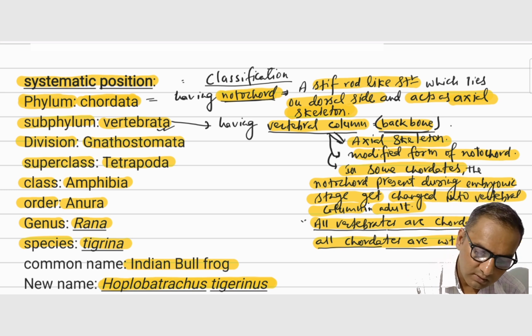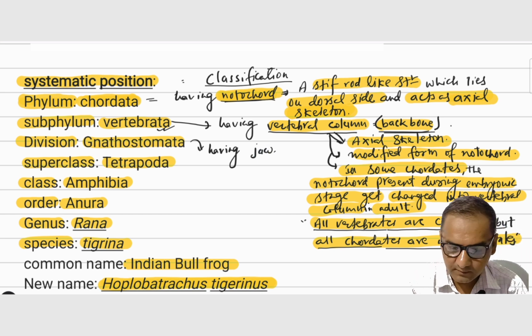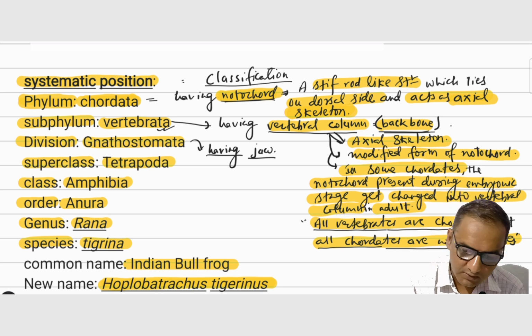Now, the next term is Gnathostomata. The term Gnathostomata means having jaw. Stoma means mouth, gnathos means jaw. There is presence of jaw around the mouth, or the mouth remains bounded by the jaw, it means that.